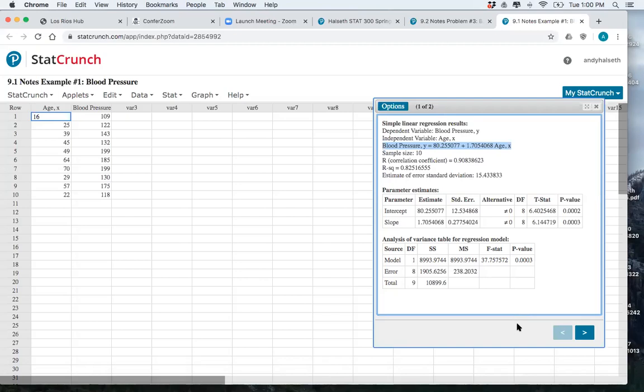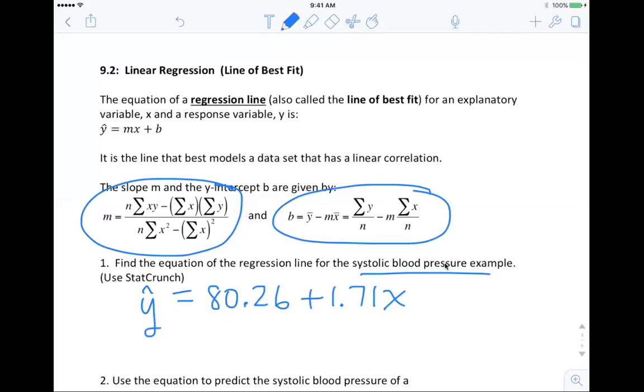So really what StatCrunch is giving you are those two numbers, that 80.26 and the 1.71. Now here, notice the way StatCrunch gives it to you is a little bit of a different order. I mean, here's how we typically write it, but you could switch this around, b plus mx, right? That's the same thing. Notice whatever number is attached to the x is the slope. So here my slope is 1.71. And whatever number is by itself is the y-intercept. So in this case, that's the 80.26, right?